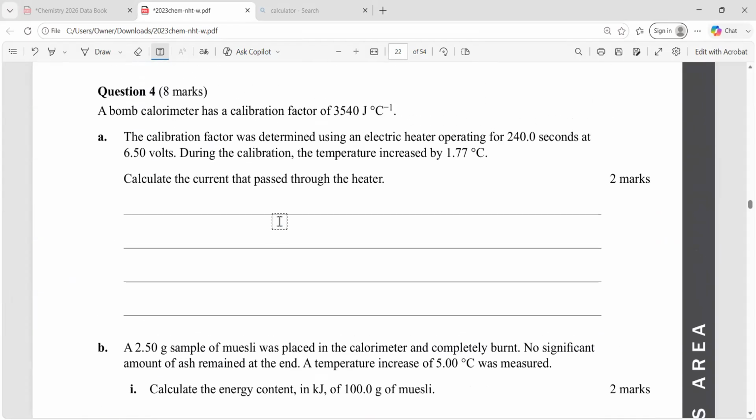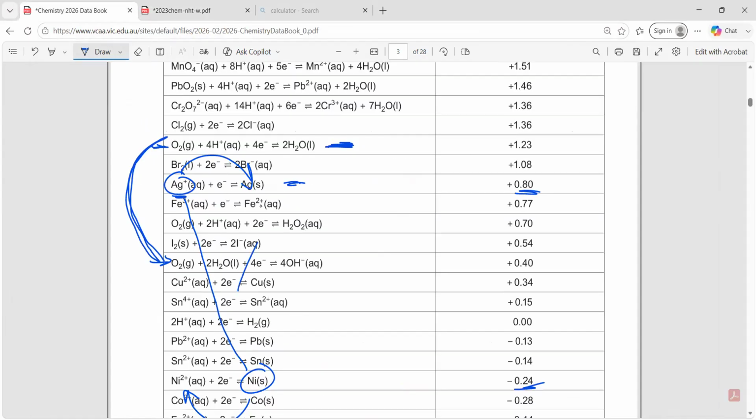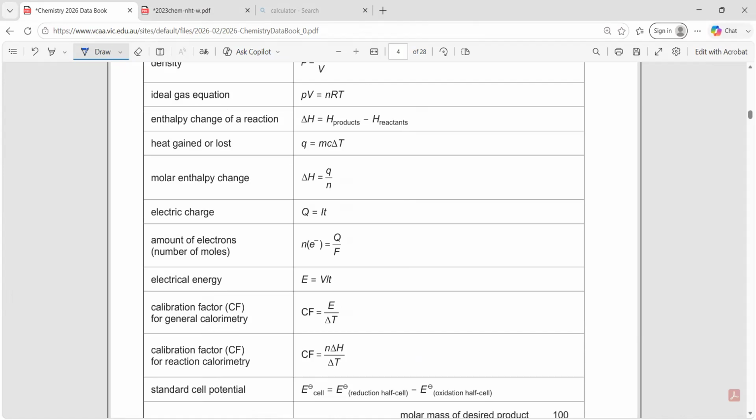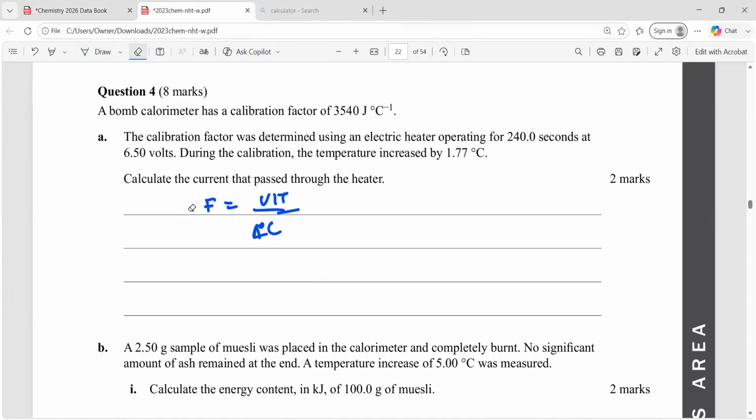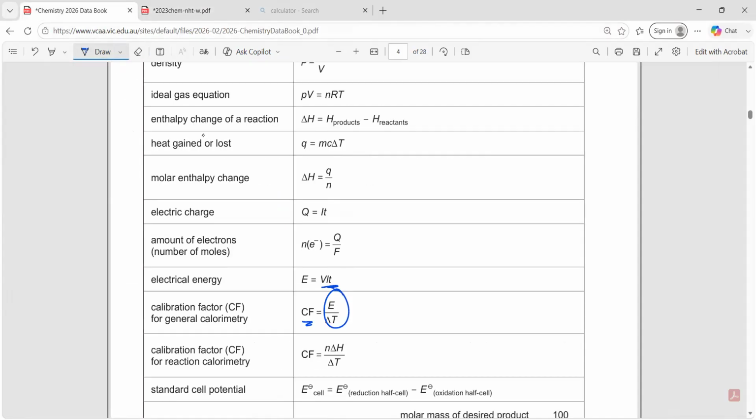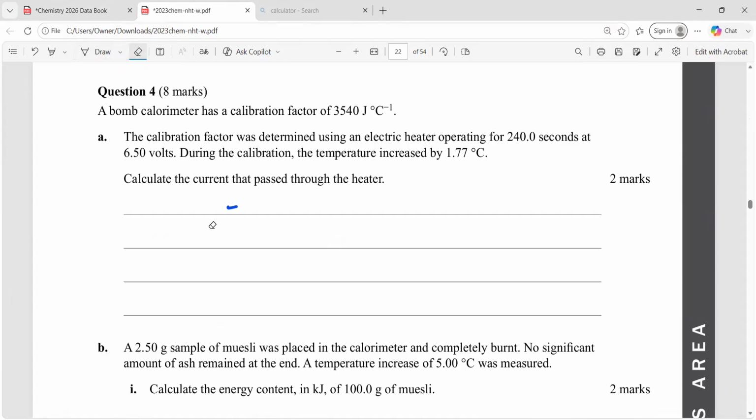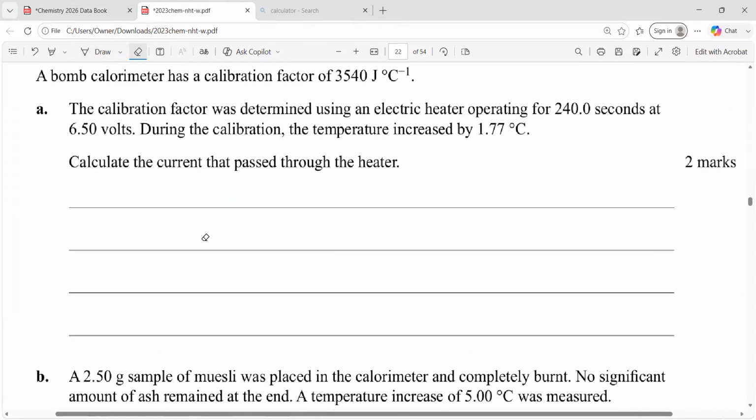The calibration factor was determined using an electrical heater operating for 240 seconds. Cool, so you've got your calibration factor. So it's VIT over the change in temperature. Yeah, so it's VIT over temperature. You can see it in the data book as well. So if you guys ever forget your equations, just literally refer to the data book, not that deep.